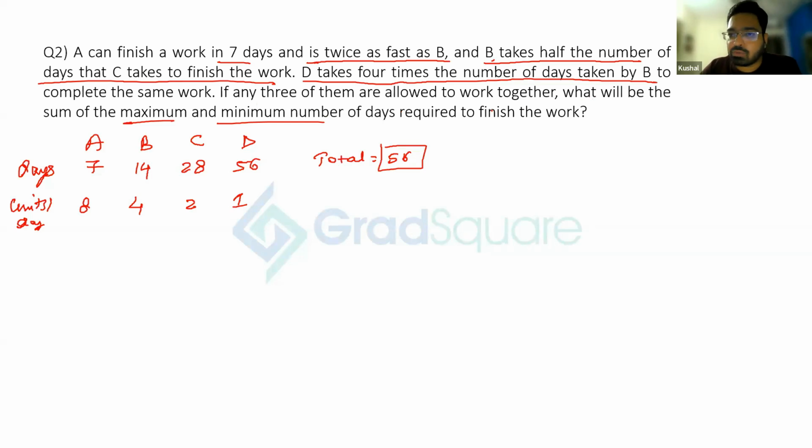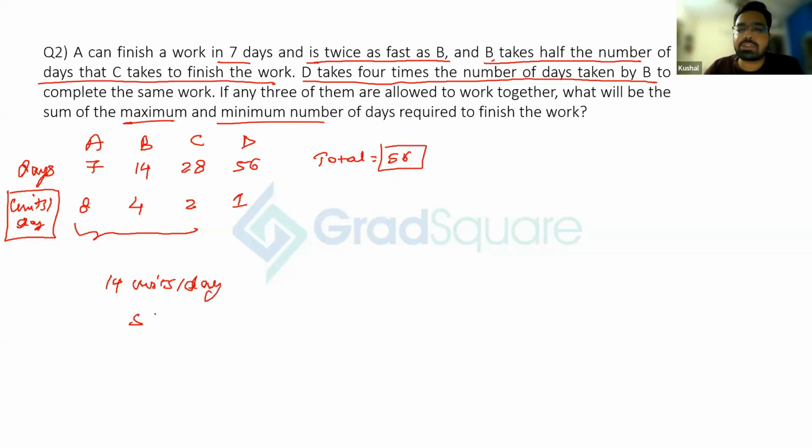Right? If any three of them are allowed to work, what will be the maximum and the minimum number of days required to finish the work? Now, for the minimum number of days required to finish the work, you will have to pick the three most efficient individuals. Efficiency is with respect to what? Units of work done per day. So who are those three most efficient out of the four? A, B, and C. So they are finishing how many units per day? They are finishing 14 units per day. 14 units per day. Correct?